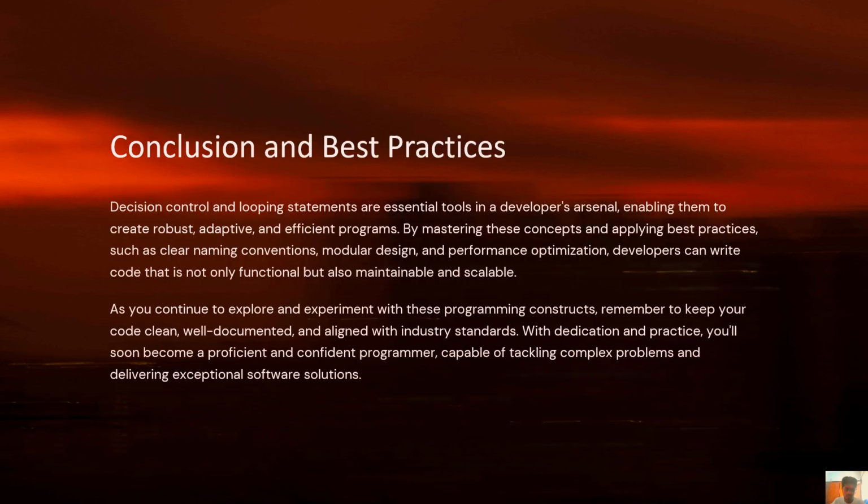Conclusions. Decision controls and looping statements are essential tools in a developer's arsenal, enabling them to create robust, adaptive, and efficient programs. By mastering these concepts and applying best practices such as clear naming conventions, modular design, and performance optimization, developers can write code that is not only functional but also maintainable and scalable.